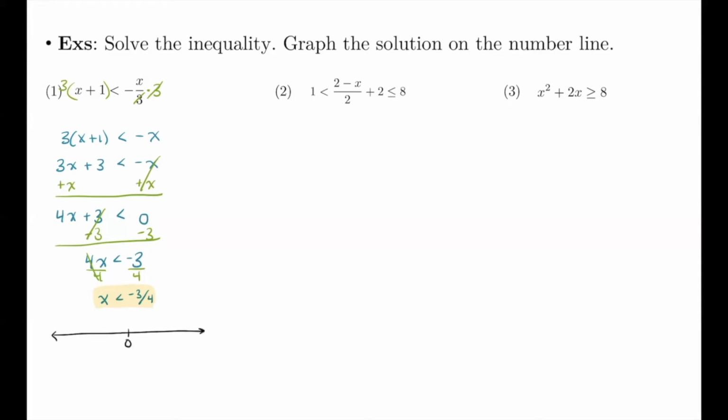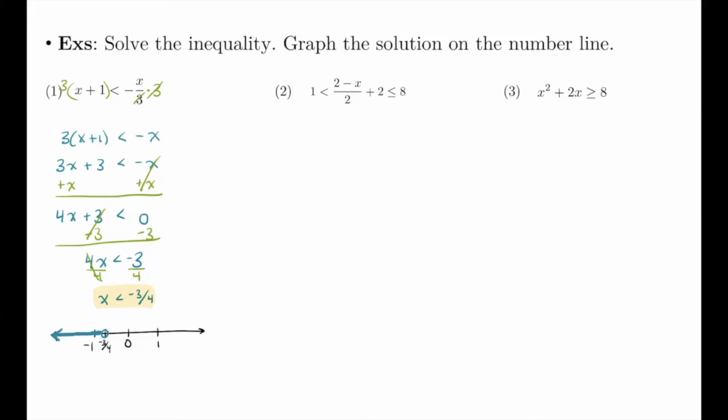Okay, so here's 0, here's 1, here's negative 1. Negative 3/4 is almost to 1, so I'll just put that right here. Okay, I'm just going to graph, let's see, less than negative 3/4, so that's an open circle. We're not including negative 3/4. Everything to the left of that will be less than negative 3/4, so I'm just going to shade in just like that. So there's a graph of our solution.